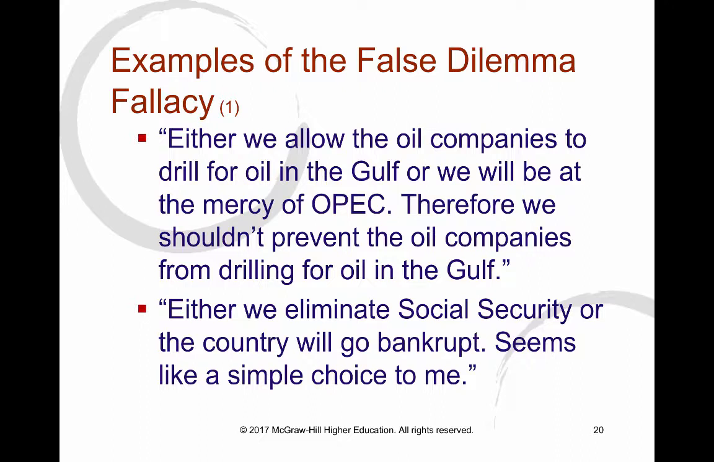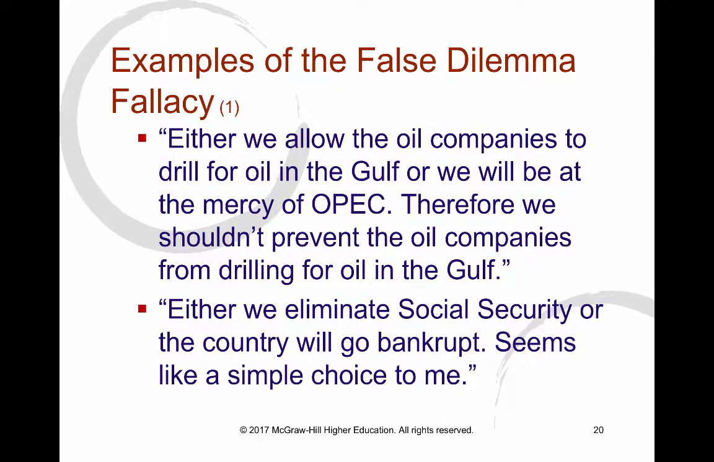But there are plenty of things that the U.S. can do to reduce our dependence on OPEC. Saving fuel, getting oil from other sources, and using alternative energy sources are all options. But this person doesn't want you to even think about them, so they don't mention them.